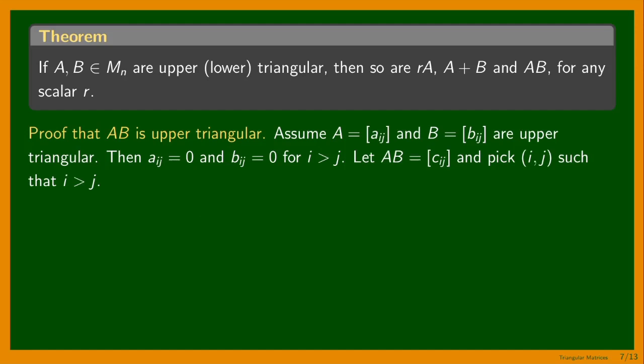Now let's perform matrix multiplication. Call the ij entry of the product AB as cij. Then, to prove that the product AB is upper triangular, we need to show that cij must be 0 for all ij where i is greater than j, because of the definition of an upper triangular matrix, right? So what we do is we pick an arbitrary ij where i is greater than j, and show that cij is going to be 0. But why is cij 0?